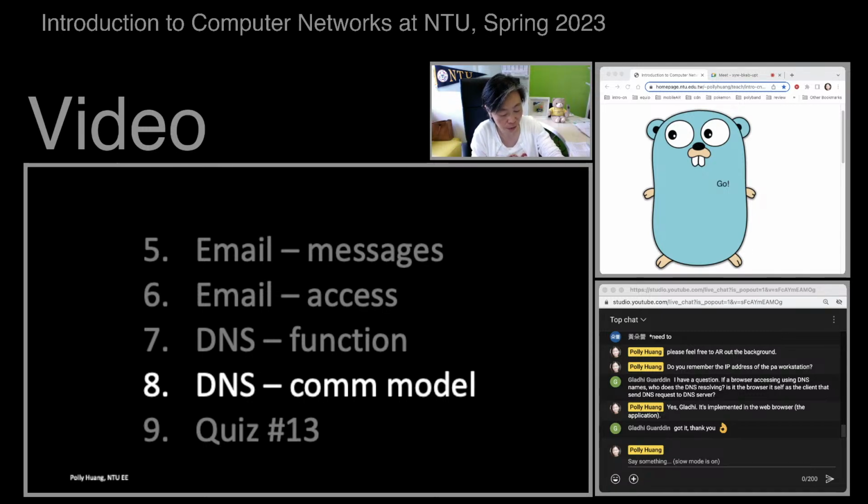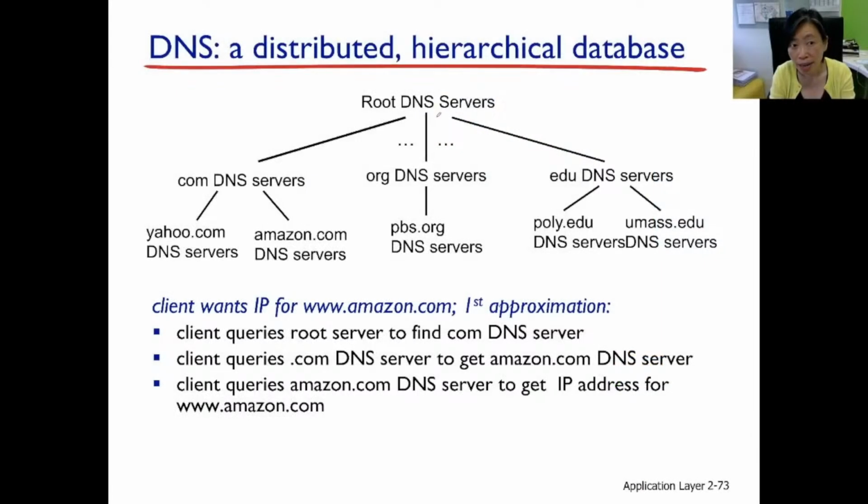So let me start from this. DNS is not a centralized system, but rather a distributed hierarchical system. And this is how the hierarchy looks. At the top, the root DNS servers. Second level, the .com, .org, .edu DNS servers. The lowest level, or the authoritative server level: yahoo.com, amazon.com, pbs.org, poly.edu, umass.edu.